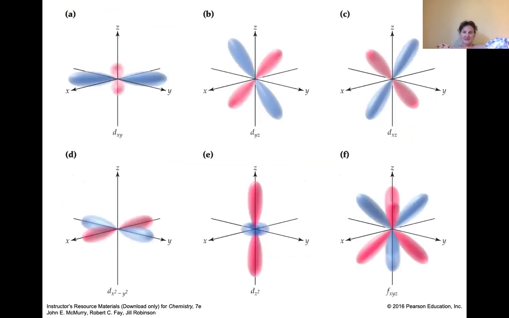This is a visual of what the d orbitals look like, more complex, but the same ideas. There are nodal planes where there's 0 probability. There are red and blue lobes where the function has a positive value and a negative value.